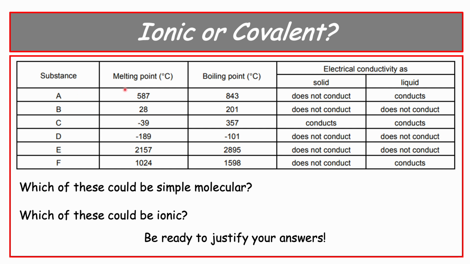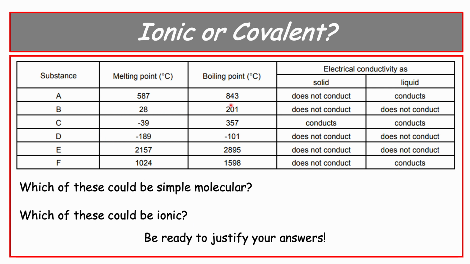A has a high melting point and a high boiling point. So therefore, we know it's going to be ionic because of the strong electrostatic force of attraction between oppositely charged ions. It doesn't conduct when solid, and it does when liquid. And again, that confirms it's ionic. The ions are in fixed positions in a solid, so can't move to carry the charge. But when you melt it or dissolve it in water, the ions are free to move and carry the charge. So therefore, A would be ionic.